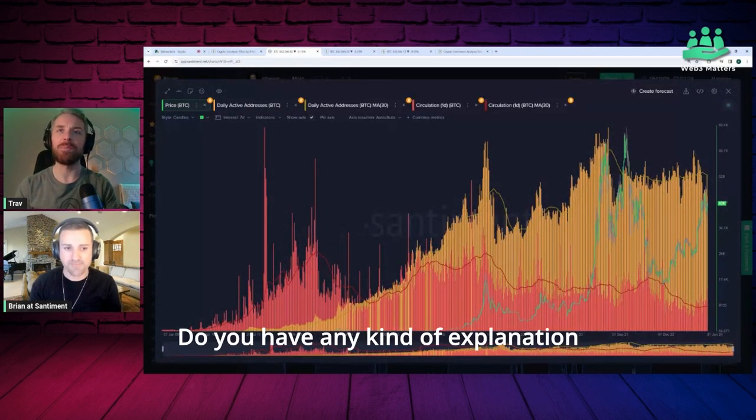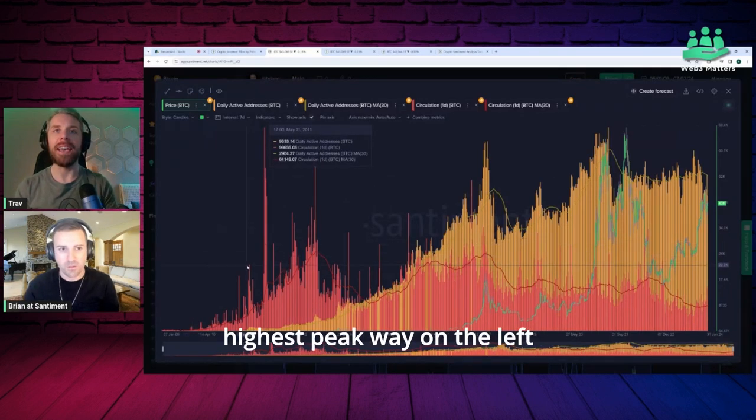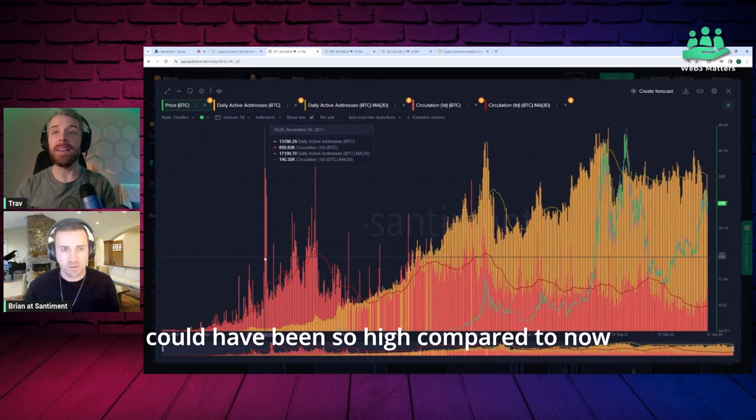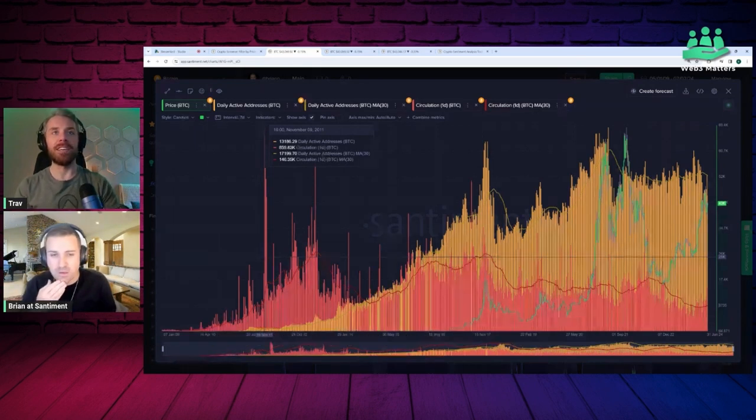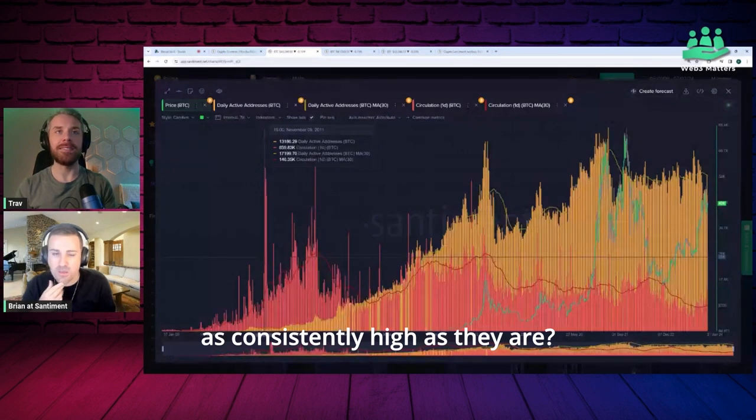Do you have any kind of explanation as to how that highest peak way on the left could have been so high compared to now, when we have the daily active addresses as consistently high as they are?